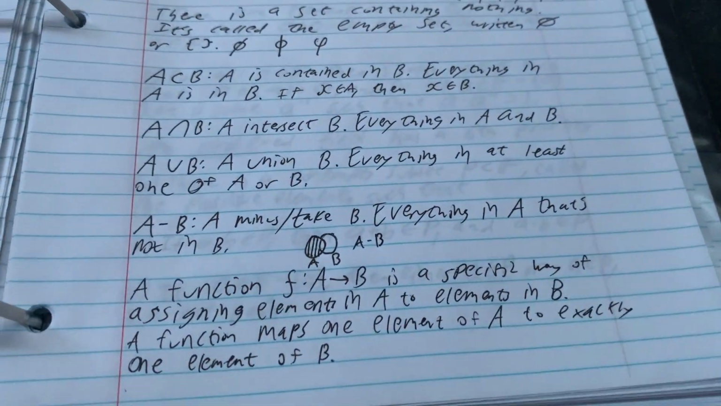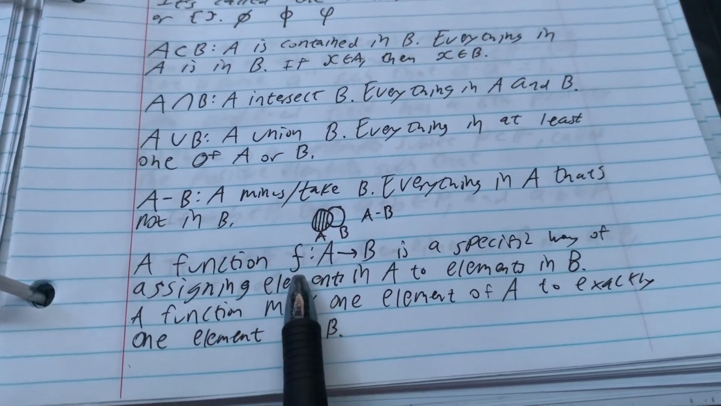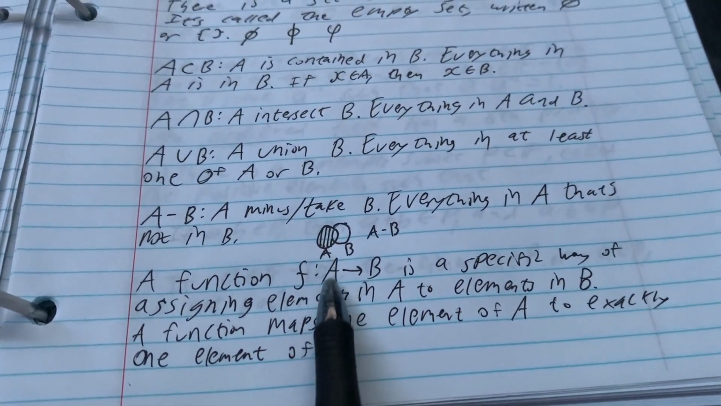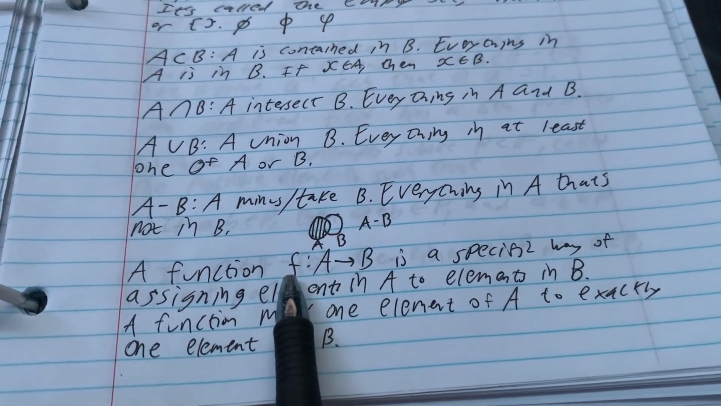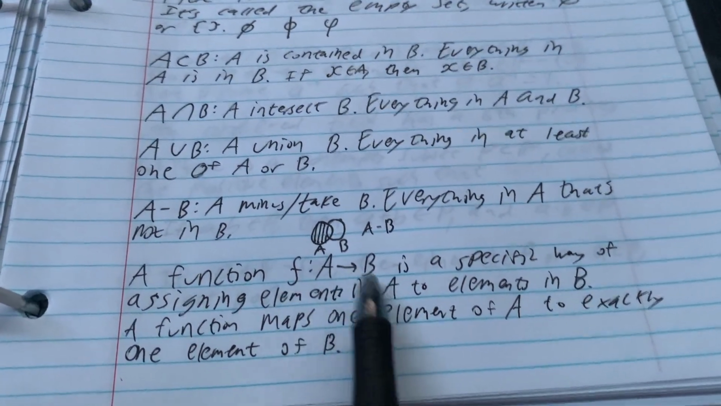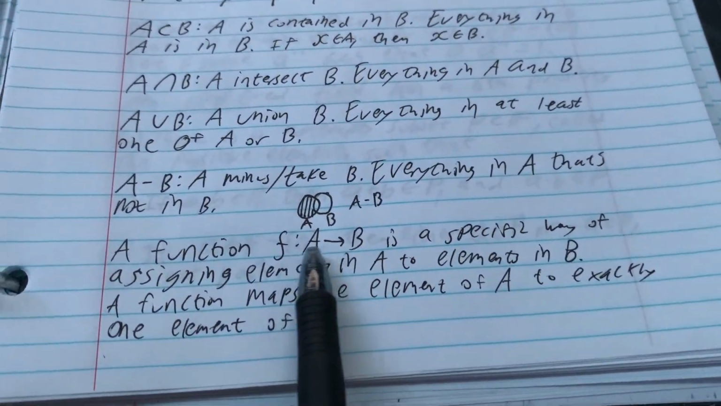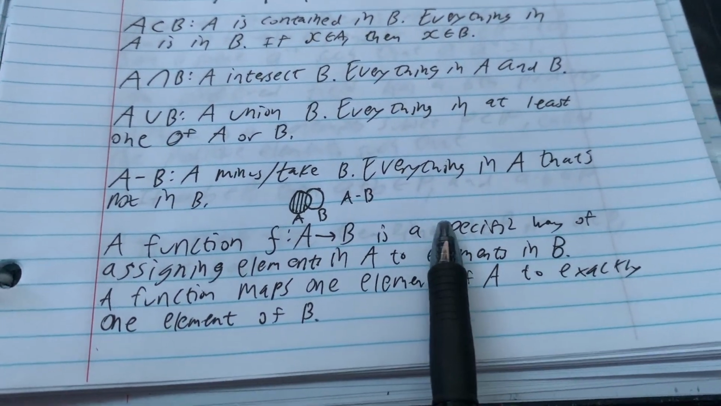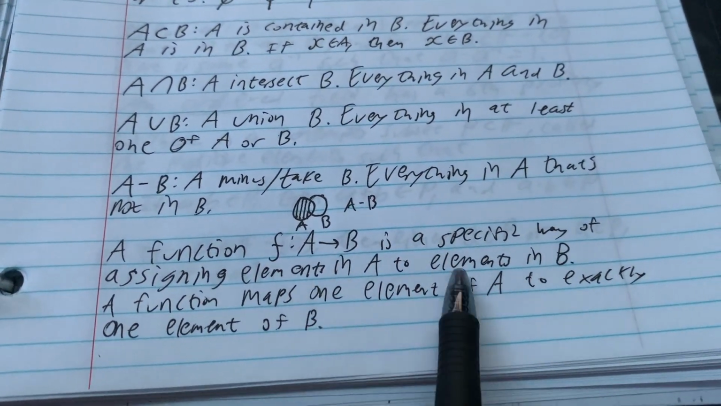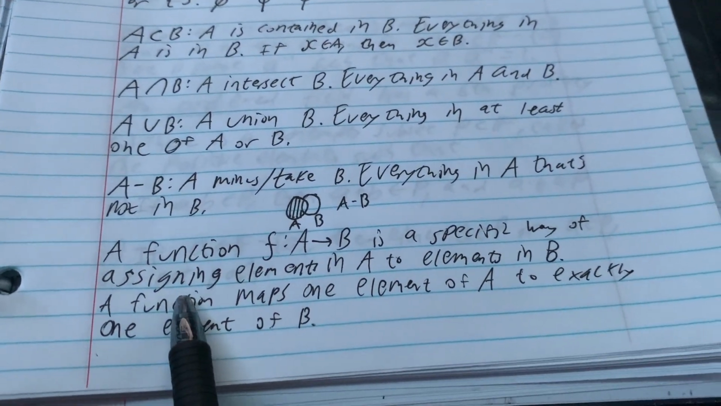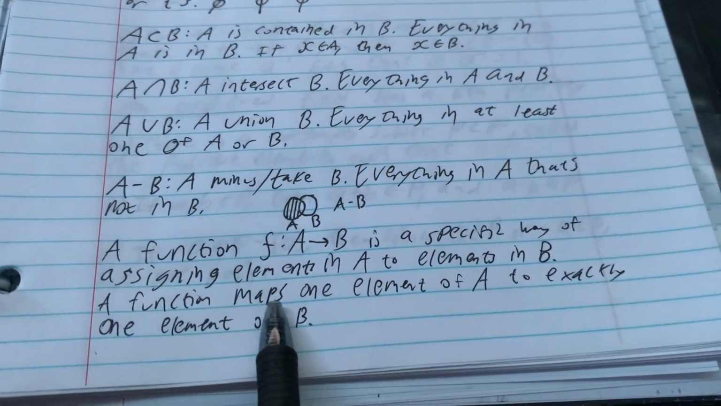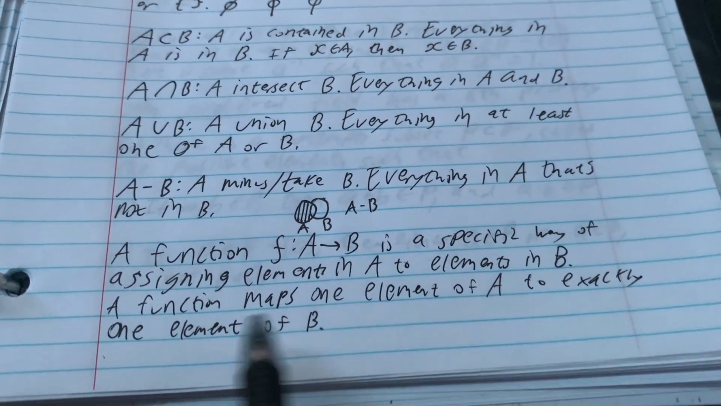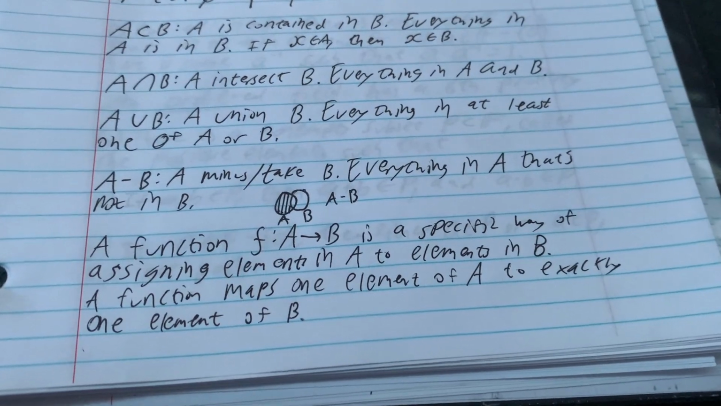Okay. A function, we write it like this, f colon A right arrow B. That means the function f goes from A to B. It assigns elements in A to elements in B. And it's a specific way of assigning those elements. A function is a mapping such that every element in A is mapped to exactly one element of B.